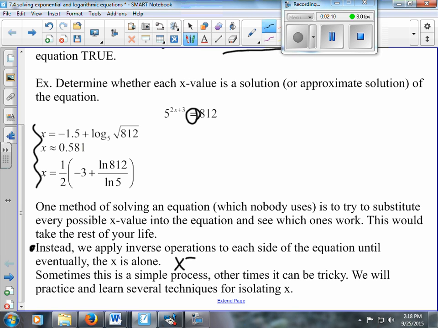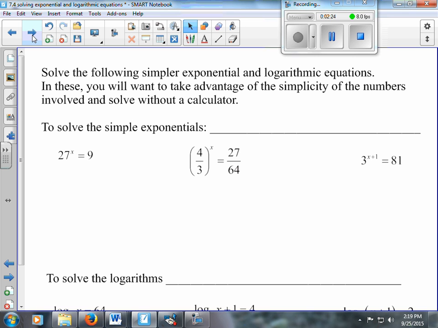The goal in solving all equations is to get x equals. Sometimes this is very simple, but other times it can be tricky. And so we're going to practice several things to solve. All right, so we're going to solve some simpler exponential and logarithmic equations. To solve simple exponential equations, you want to get the same base on both sides of the equals.